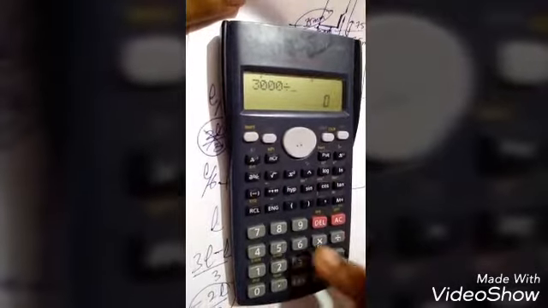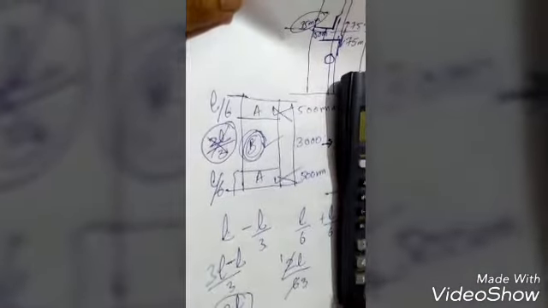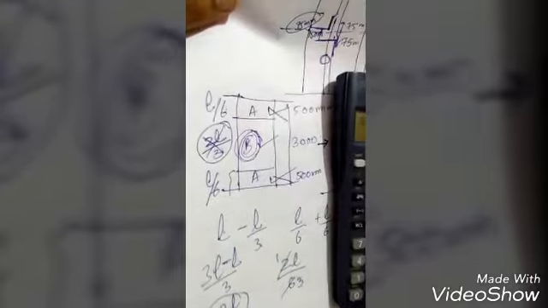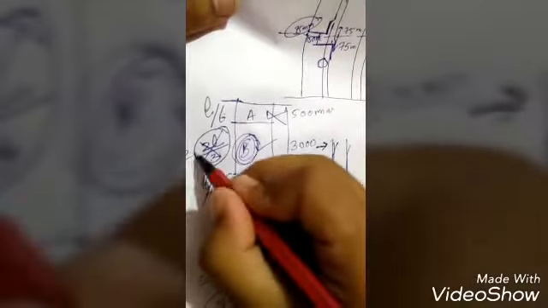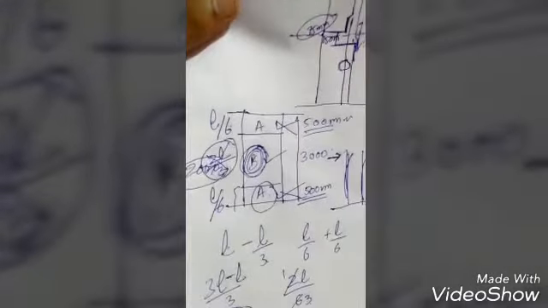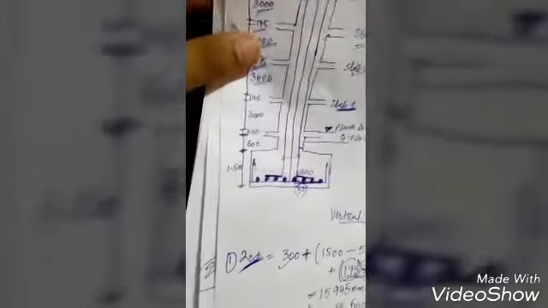If the total height of my column is 3 meters, then 3 meters divided by 6 gives 500 mm for this zone, and 500 mm for this zone. And 2 into 3 meters divided by 3 will be 2 meters. Simple. This portion is 2 meters. You have to remember L by 6, which is 500 mm and 500 mm. So whenever you go for a lap, give the lap in zone B. This was all about lapping, and lapping is a very important thing here.